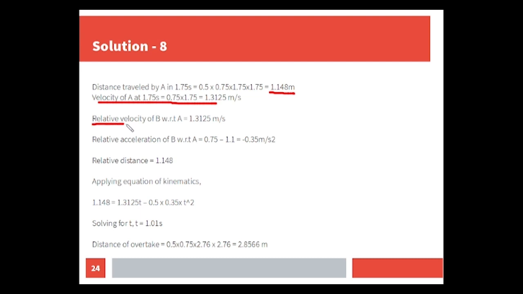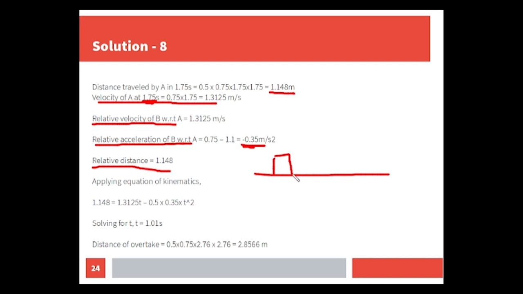So now we can find the relative velocity of B with respect to A, nothing but 1.3125 minus 0, since B starts at rest at a time of 1.75 seconds. Next we need to find the relative acceleration of B with respect to A. This is the difference between the acceleration of B and the acceleration of A, that is 0.35. And the relative distance: at the instant of 1.75 seconds, B will be starting its motion and A will be ahead. This is the relative distance, say D, that's 1.148, the distance traveled by A in 1.75 seconds.